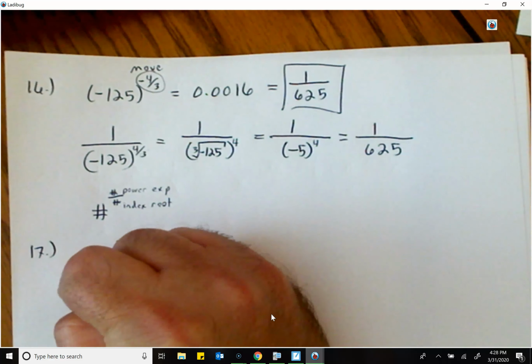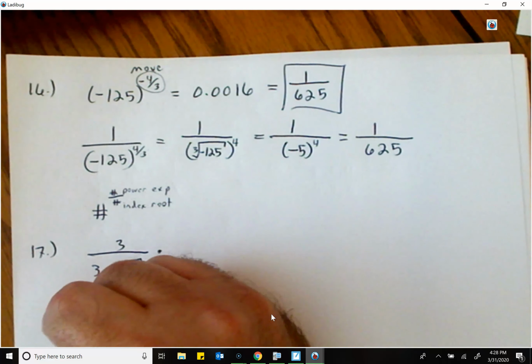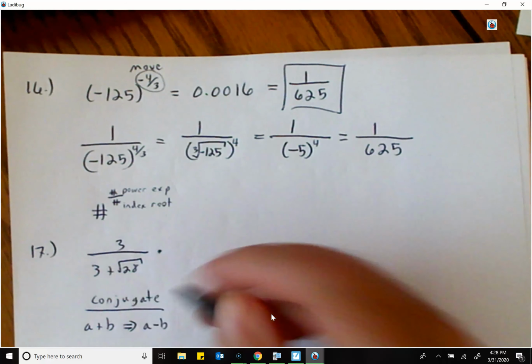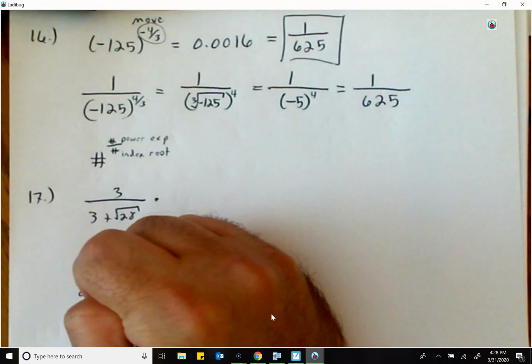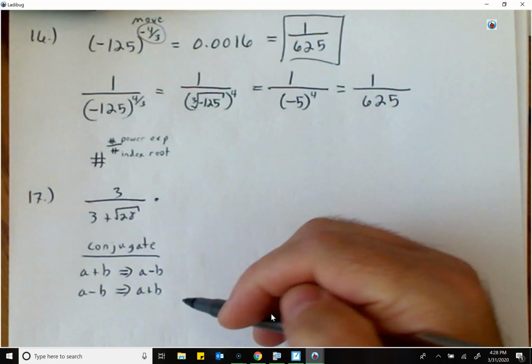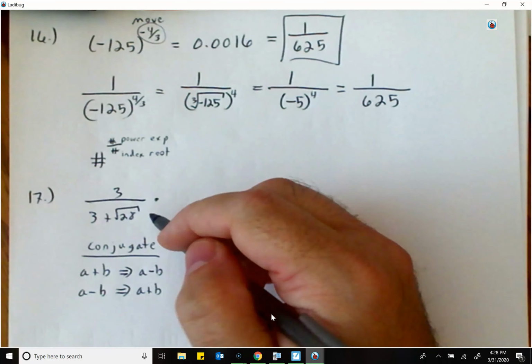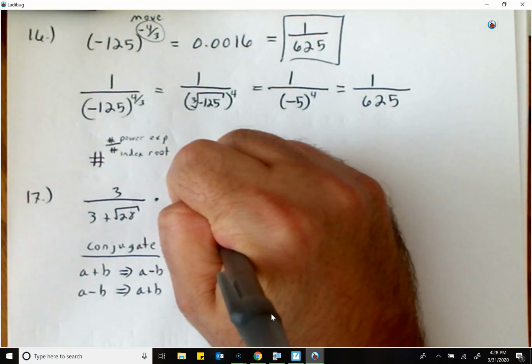Remember, a conjugate, if I have a plus b, the conjugate is a minus b. If I have a minus b, the conjugate is a plus b. So, in order to get rid of this square root of 28, I need to multiply by the conjugate. What's the conjugate of addition? Subtraction.